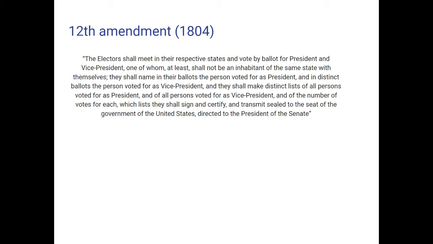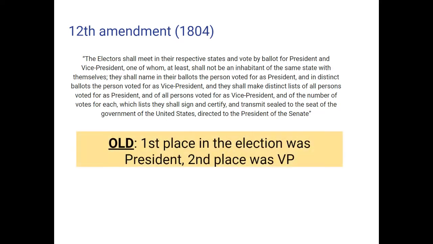So the first amendment that we're going to review is the 12th Amendment. This really made changes to the way in which the vice president was selected. The old method before 1804 was that the first place finisher in a presidential election obviously became president, but the second place finisher became vice president. And you could get away with this when the Constitution was written because there were no formal political parties.